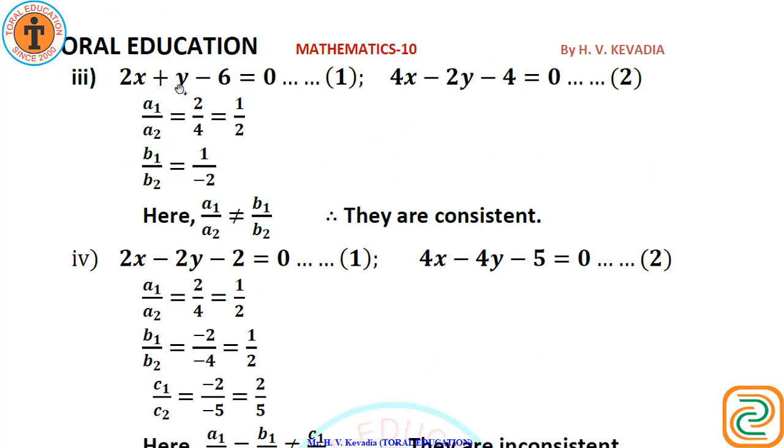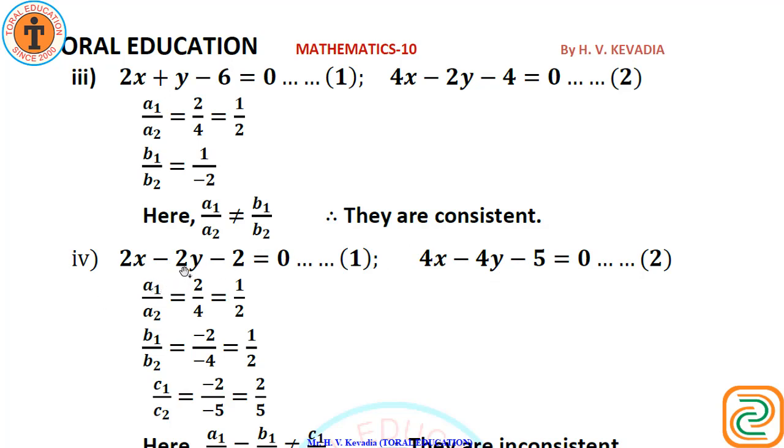Number 3, 2x plus y minus 6 equals 0 and 4x minus 2y minus 4 equals 0. Take a1 upon a2, that is 2 upon 4. We get 1 upon 2. For b1 upon b2, we get 1 upon minus 2, because here y has 1 and this y has minus 2. These both are not equal, so we should not take c1 upon c2. Here a1 upon a2 is not equal to b1 upon b2. Therefore they are consistent.